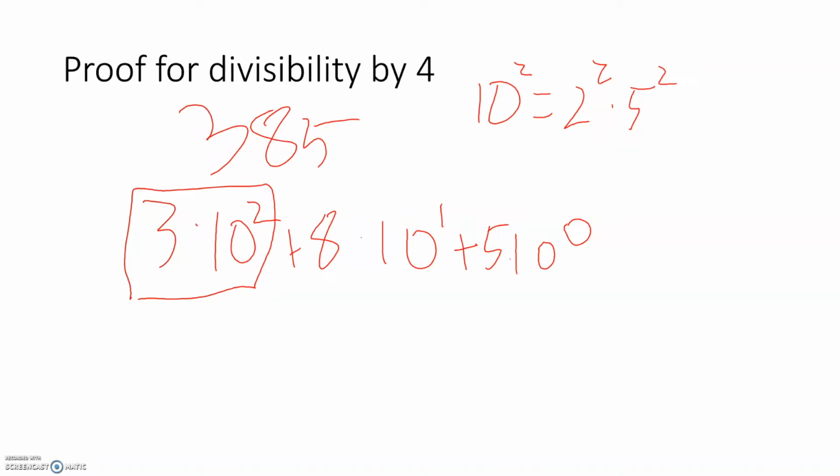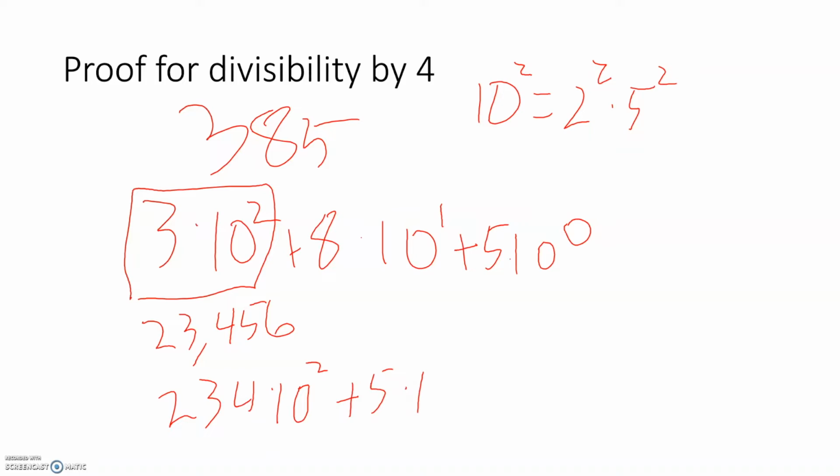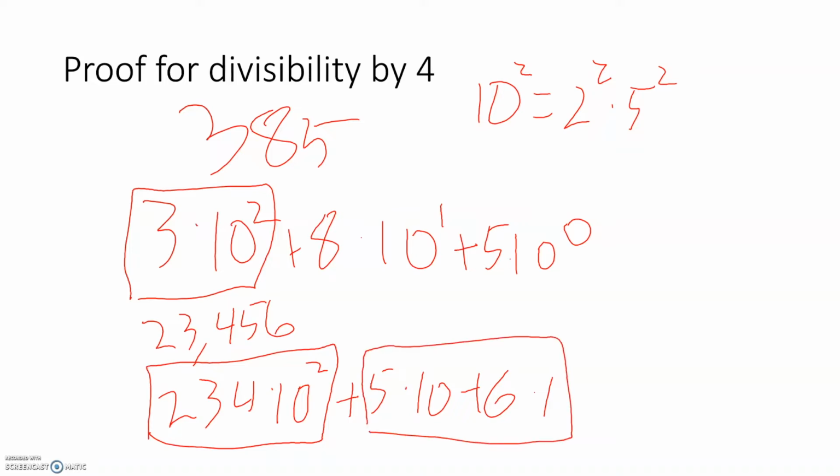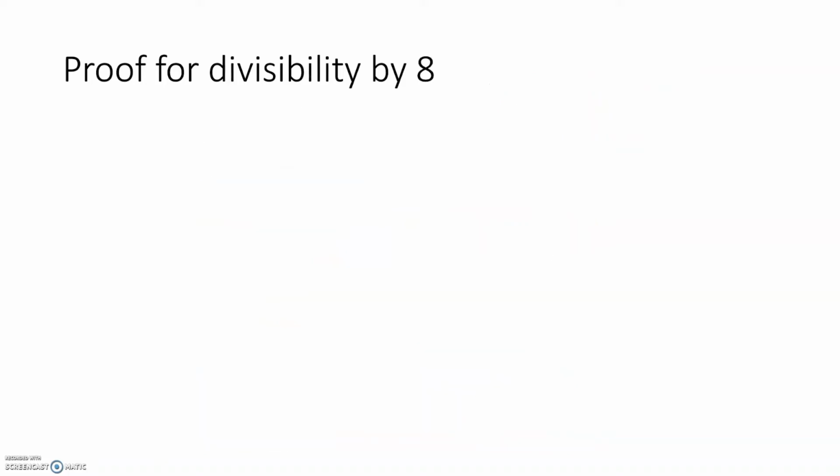So let's take a larger number, for example, let's say 23,456. We can rewrite this number as 234 times 10 squared plus 5 times 10 plus 6 times 1. So this term right here we can see is divisible by 4, since 10 squared is divisible by 4. So we are just left with the last 2 digits. And if that is divisible by 4, then the whole number must be divisible by 4.